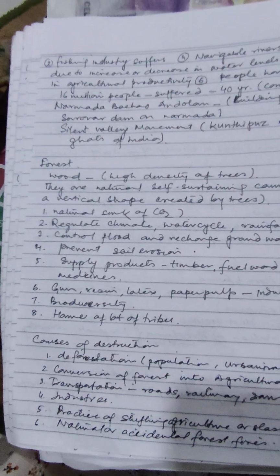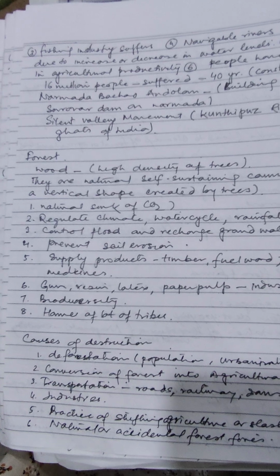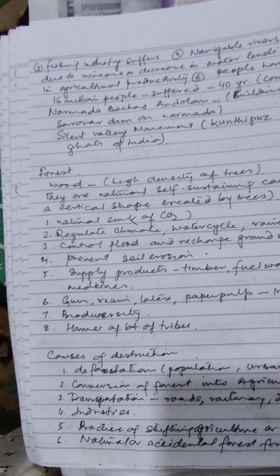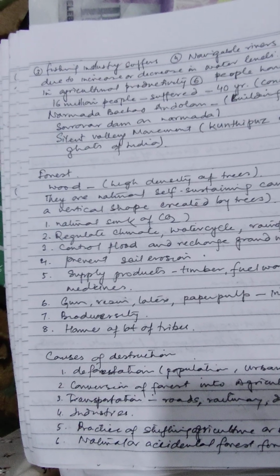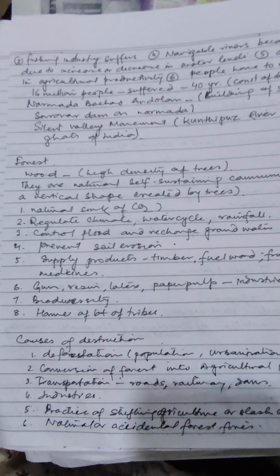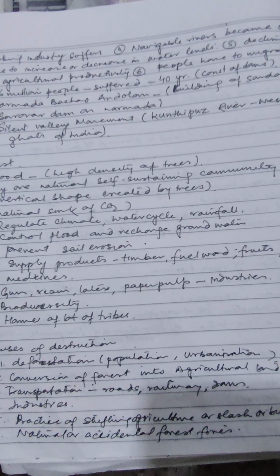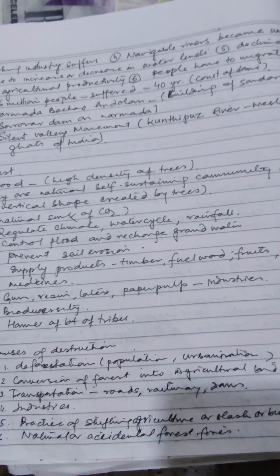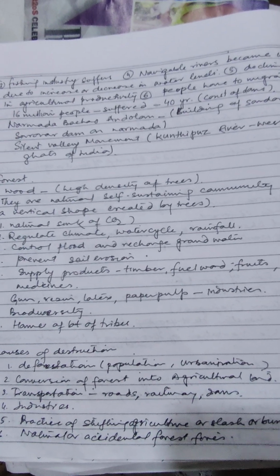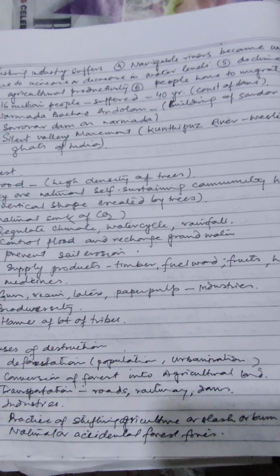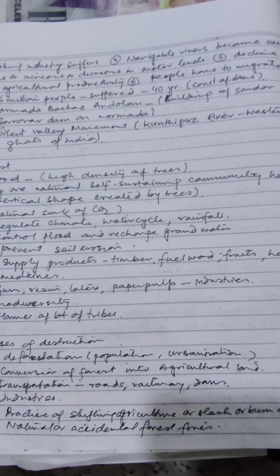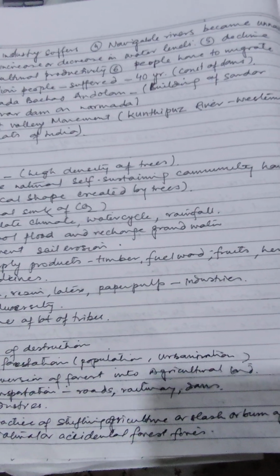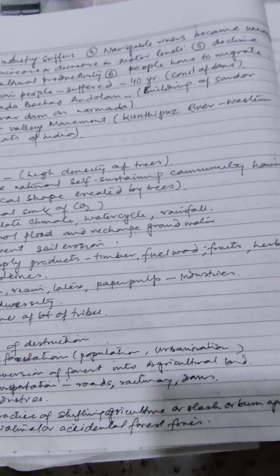So forests are very, very important, and you should remember their importance. The most important is that they are our only source to reduce global warming, the heat, the carbon dioxide in the air. The percentage of carbon dioxide present in the air has to be balanced and kept in the range of 0.03%.